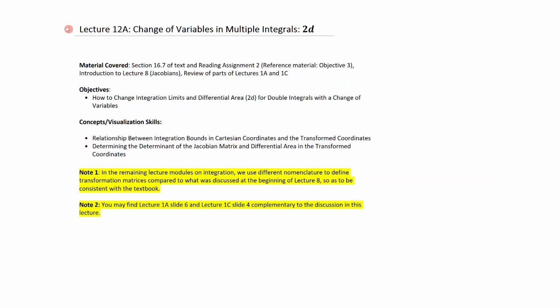Two notes. First one, in the remaining lecture modules on integration, we use different nomenclature to define transformation matrices compared to what was discussed at the beginning of lecture 8, so as to be consistent with the textbook. And secondly, you may find lecture 1A slide 6 and lecture 1C slide 4 complementary to the discussion in this lecture.